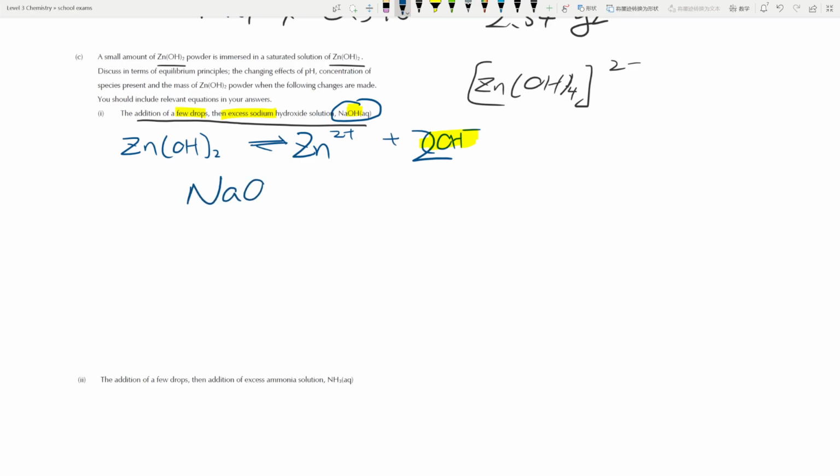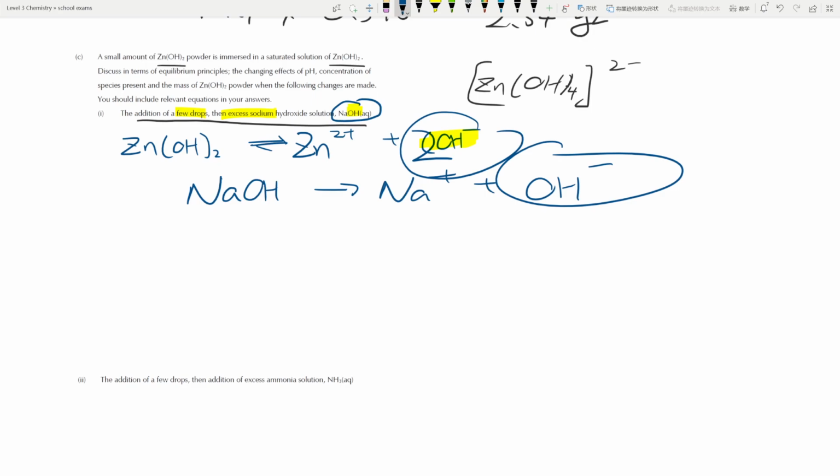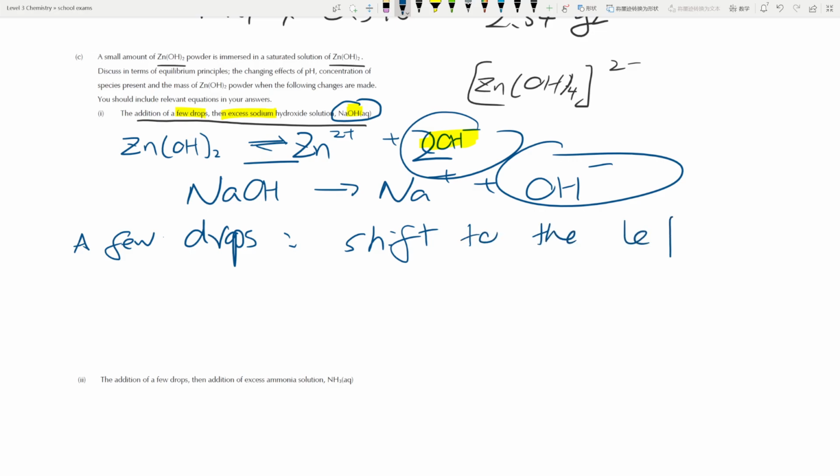Initially, if you add this into sodium hydroxide, which has a lot of sodium and a lot of hydroxide, then you have a common ion effect. So if you have a few drops added in at the beginning, the equilibrium will shift. We'll look at this top equilibrium. The equilibrium is going to shift to the left, because there is already a lot of OH- in the sodium hydroxide, so this concentration will increase, therefore it's going to shift to the left to use it up.